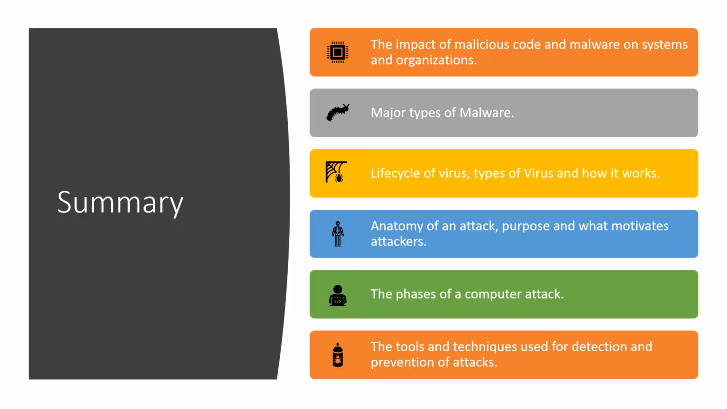In this lecture, we first discussed the impact of malicious code and malware on systems and organizations. Then we saw the explanation of various types of malwares and discussed in detail the virus, its life cycle and how it works. Later we discussed the anatomy of an attack, various phases of an attack, purpose and what motivates an attacker. The final discussion was about the various tools and techniques used for intrusion detection and prevention.